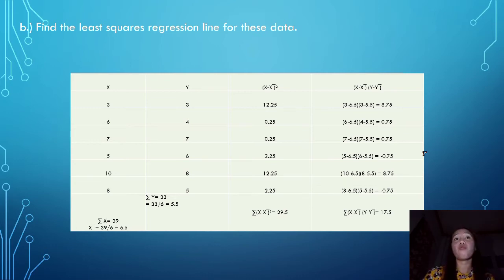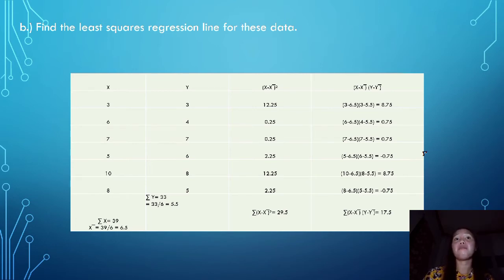So in the problem, we have two formulas. First formula is x minus x bar, then squared. So we substitute it. So x equals 3, 3 minus x bar. X bar is 6.5, then squared. Then the result is 12.25. Same with the next data. X is 6 minus 6.5, then squared, and the result is 0.25. And so on and so forth.